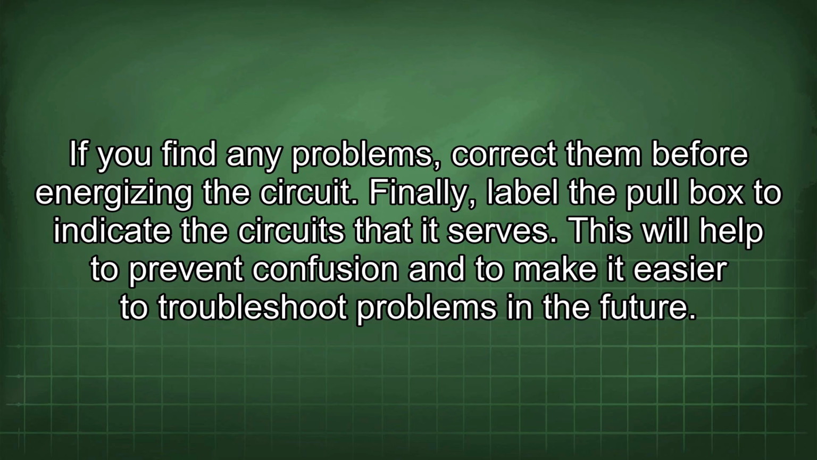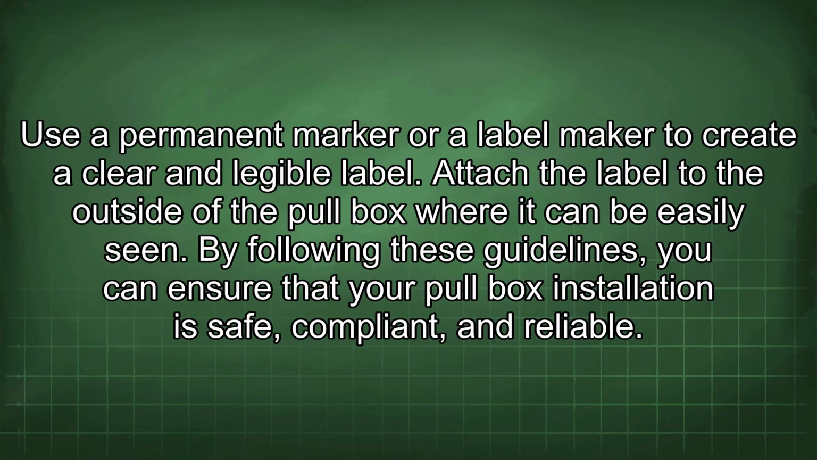Finally, label the pull box to indicate the circuits that it serves. This will help to prevent confusion and to make it easier to troubleshoot problems in the future. Use a permanent marker or a label maker to create a clear and legible label. Attach the label to the outside of the pull box where it can be easily seen.